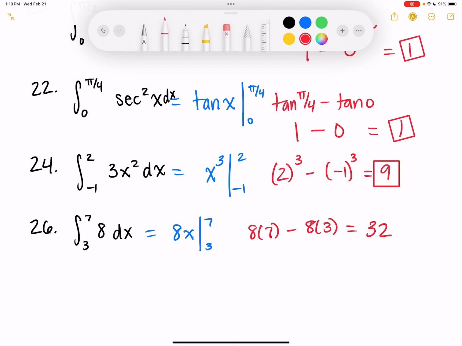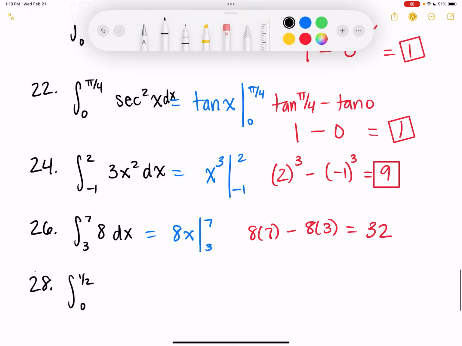Why would it be 8? Let's see. No, I forgot to take 28. Oh, let's get crazy. Don't get crazy. The integral from 0 to 1/2 of 1 over the square root of 1 minus x squared dx.